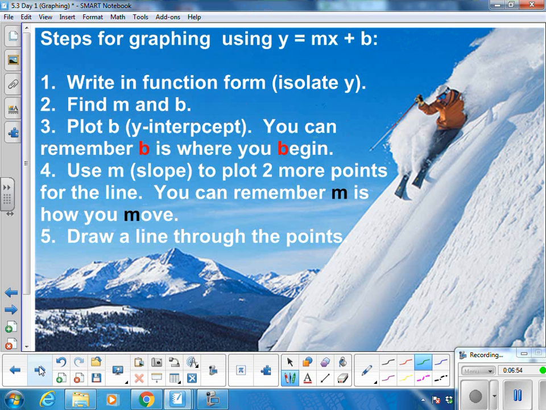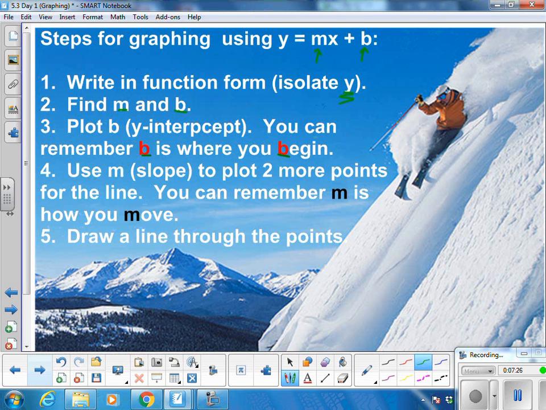Here's probably the guts of our lesson today. The steps for graphing and using y equals mx plus b, m being my slope, b being my y-intercept. You're going to write the function in the form. In function form, we're going to isolate y. So y equals. You're going to find m and b by simplifying. This is the third thing. You're going to plot b, which is your y-intercept. And you can remember b is where you begin.